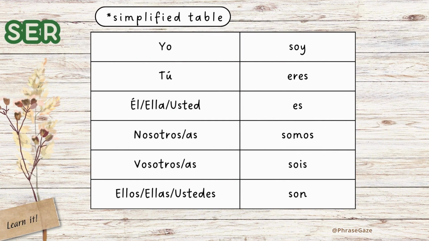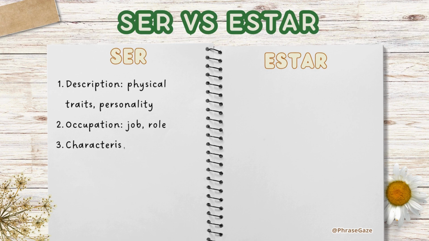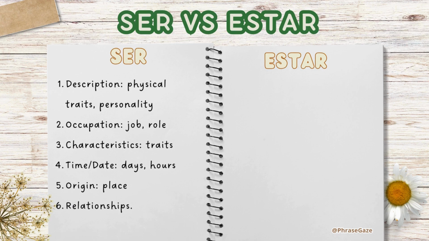Quick recap of what we've covered so far. Ser is used for 1. Description. 2. Occupation. 3. Characteristics. 4. Time and date. 5. Origin. 6. Relationships.